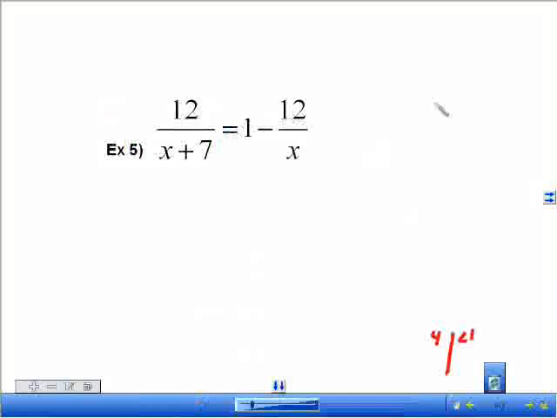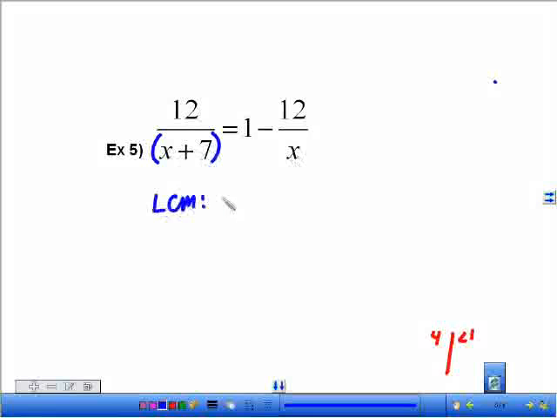Okay, let's try another one, another kind. This one has a binomial. Remember, when you have an x plus a number, that has to stay together. So the two factors in this problem are x plus 7 and x. Well, remember, for our LCM, we need one of each kind. So I need the x and I need the x plus 7.